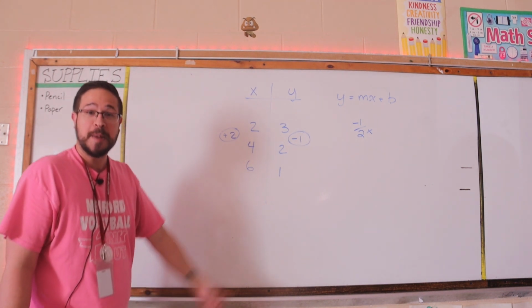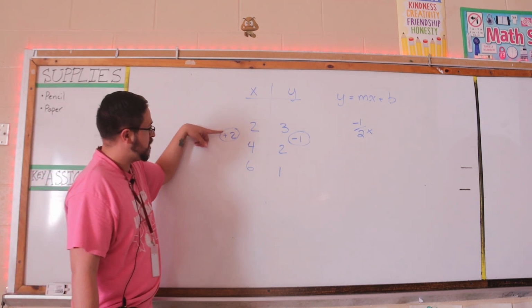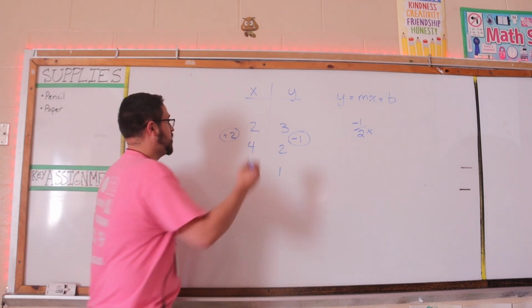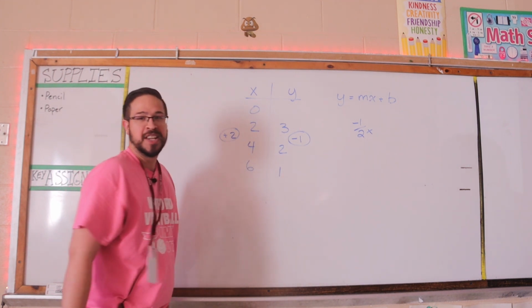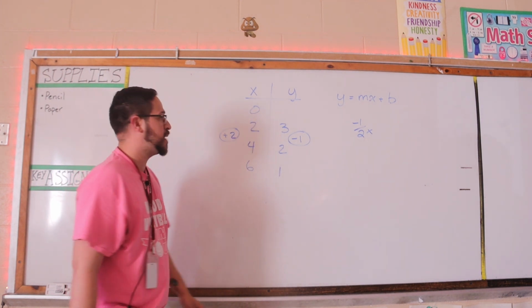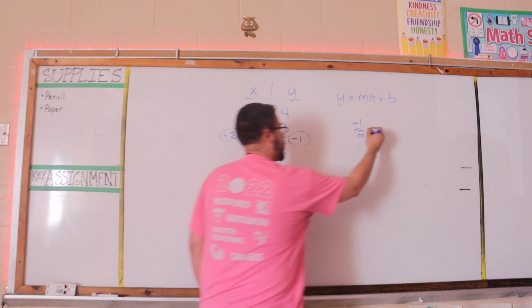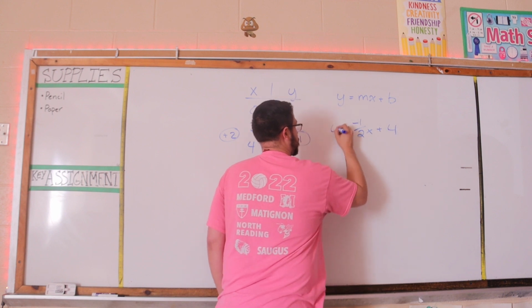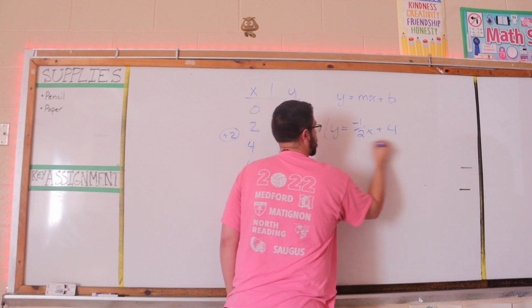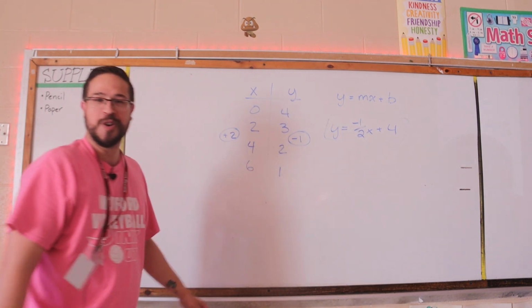Well, I'm going to have to work backwards. If I'm going plus 2 each time, working backwards is minus 2. If I'm going minus 1 each time, working backwards is plus 1. My intercept is 4, therefore my equation is y equals negative 1/2 x plus 4.